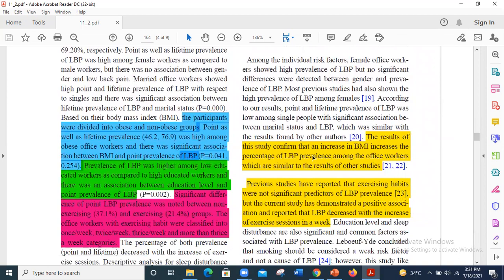Okay, this study concluded that increased weight increases the percentage of low back pain. He concluded that if you are overweight, if your BMI increases, the percentage of low back pain will also increase. Okay, next, he is going to compare his results with other researchers, saying that previous studies have reported that exercising habits were no significant predictors of low back pain prevalence, but the current study has demonstrated a positive association and reported that low back pain decreased with the increase of exercise sessions in a week.